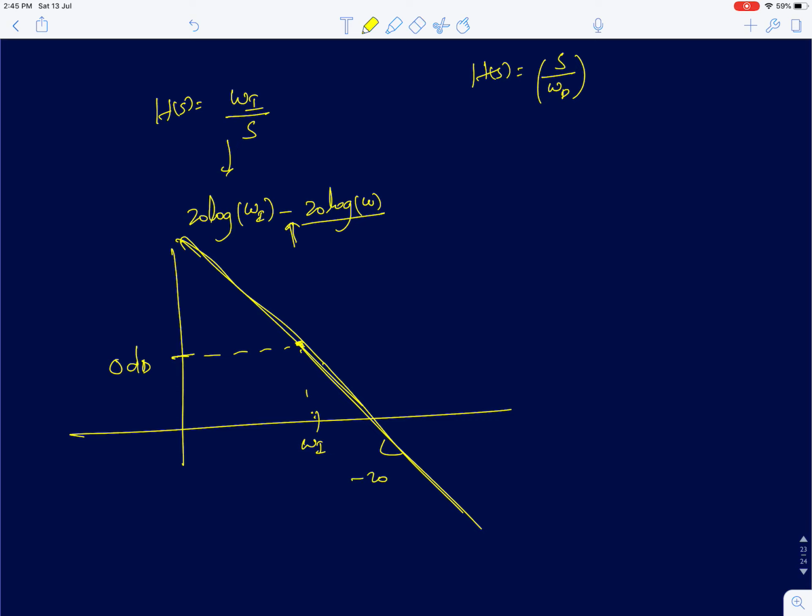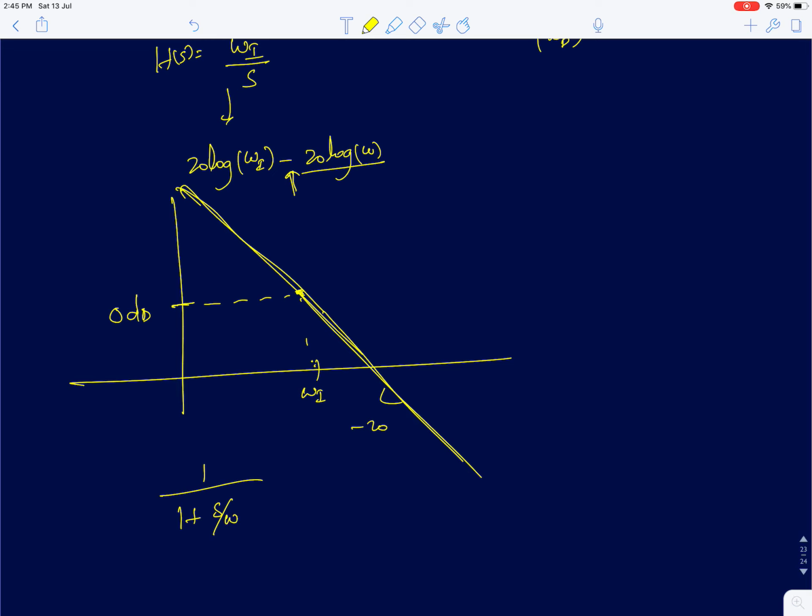Okay. Now I'll actually take a single pole system with a pole at s by omega I. And if I try to plot the same response on the same graph, the line will start at 0 dB, and then it will coincide with an integrator. Okay. So which means for frequencies much greater than omega I, the frequency response of an integrator is the same as the frequency response of a first order low pass filter or a first order system.